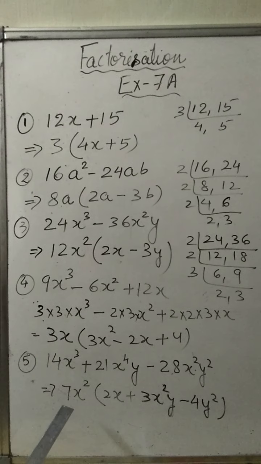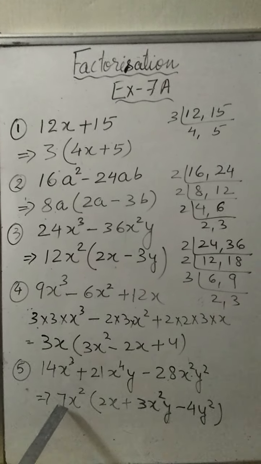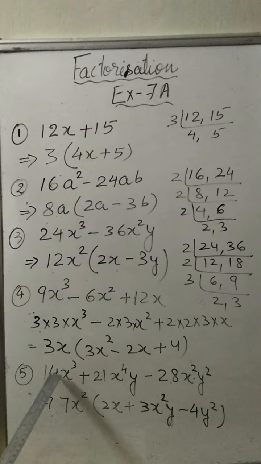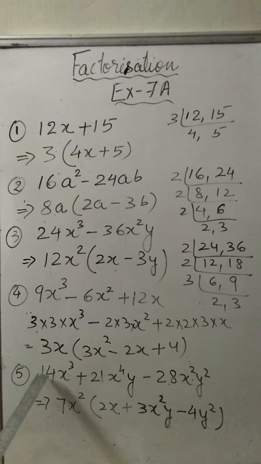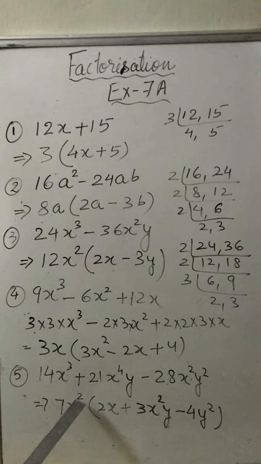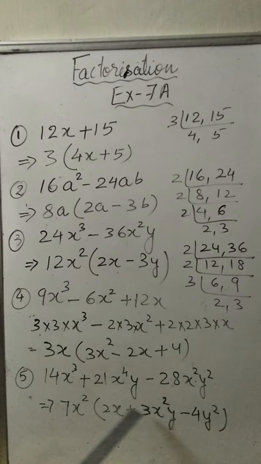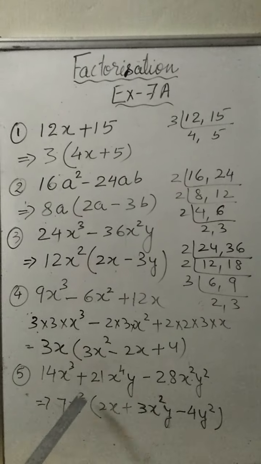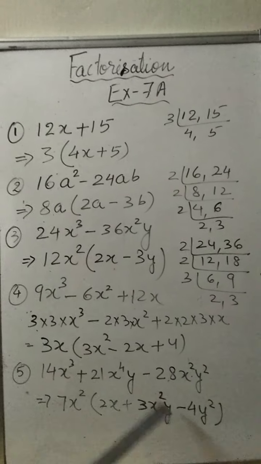So after taking the common factor, divide all these expressions by the common factor, that is 7x square, and whatever remaining you will get, you have to write here. Whatever quotient you will get, that is 7 2s are 14, and x square into x, that is x cube, plus again 7 3s are 21, x square into x square, that is x to the power 4, and again y into y.